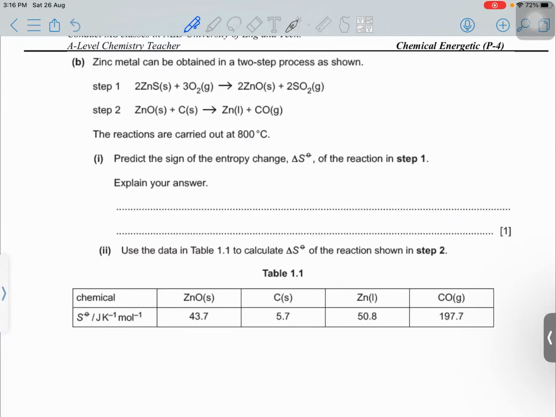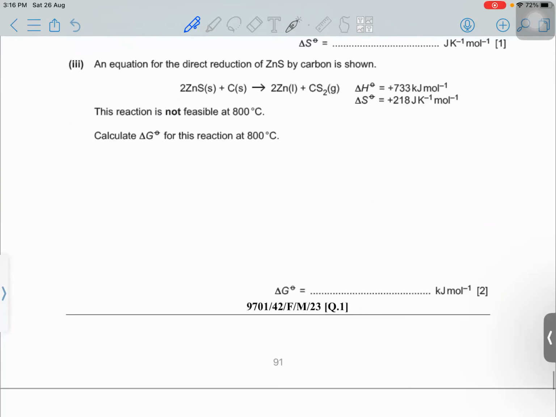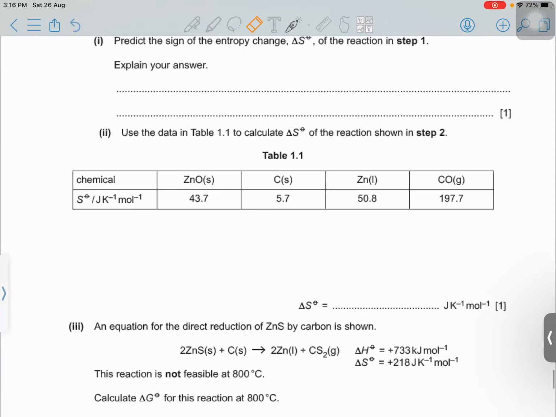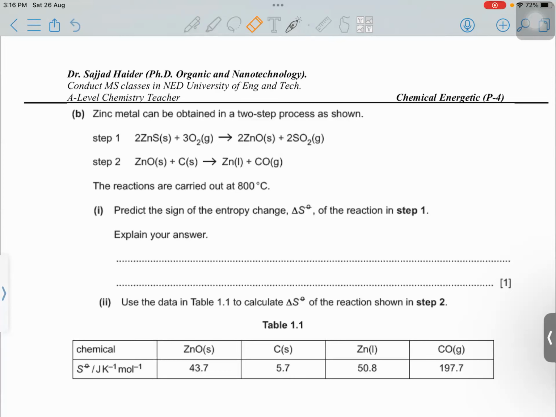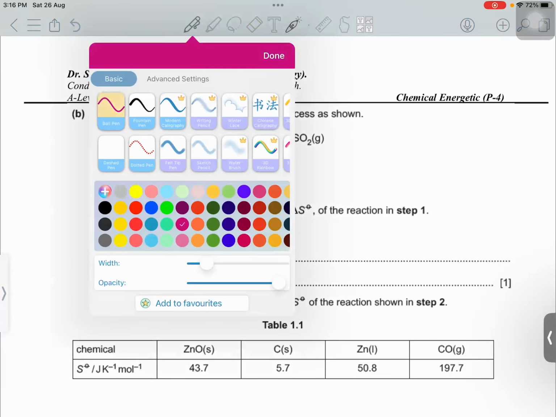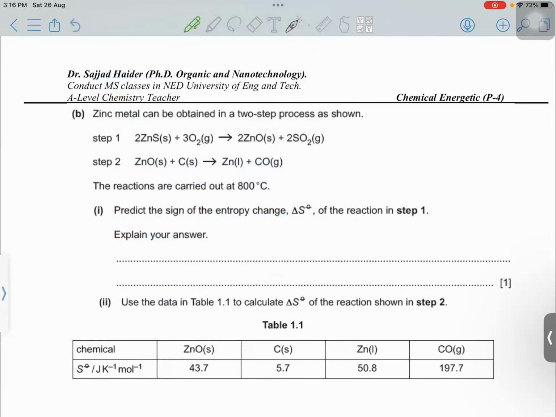Now question 2023 February March, variant 42. Zinc metal can be obtained in a two-step process as shown. So step number 1, step number 2. Explain the sign of the entropy change of the reaction in step 1.